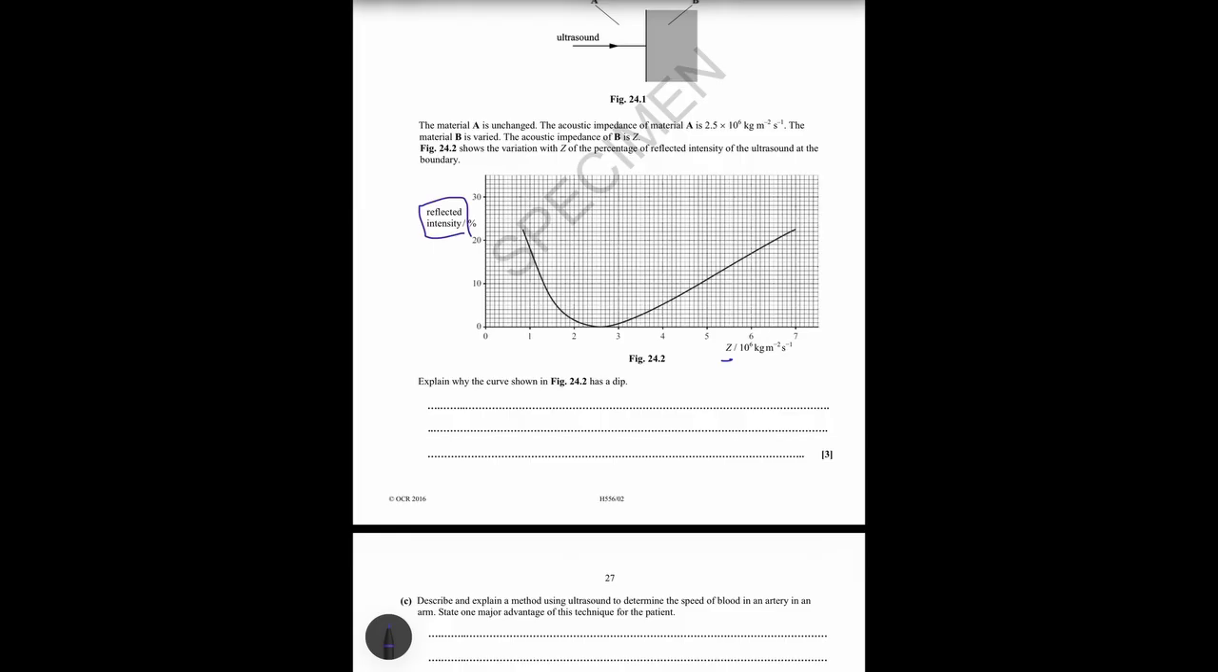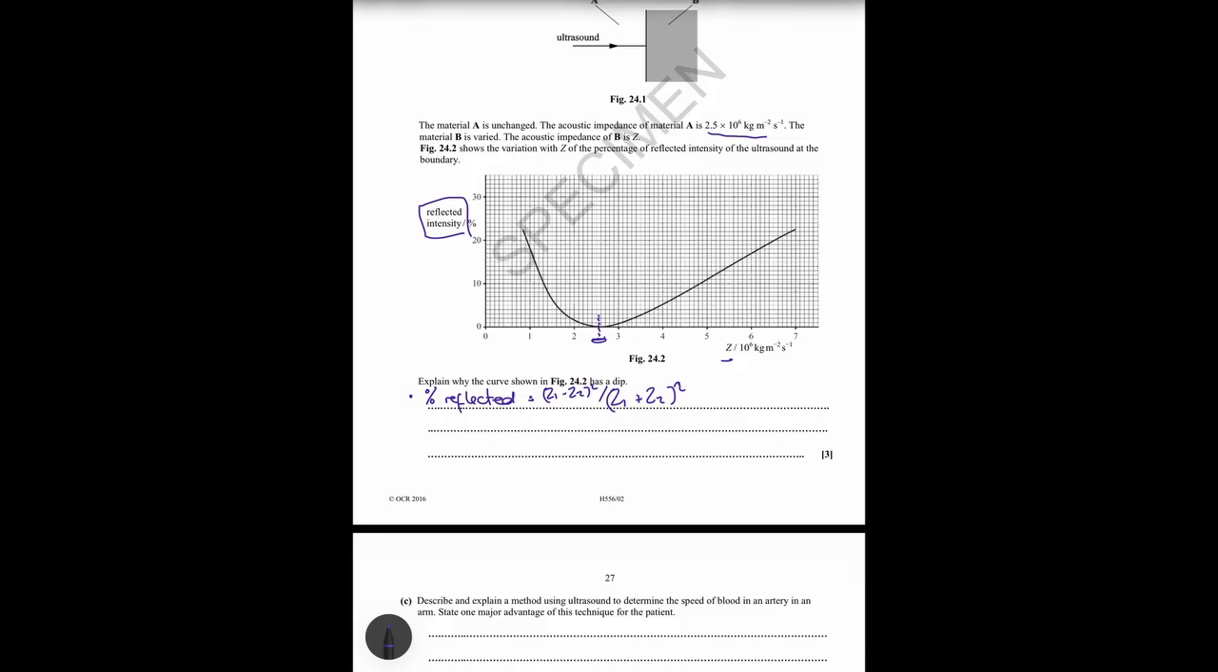And yes, there is, because I know that the percentage reflected is going to be equal to (Z1 minus Z2) squared divided by (Z1 plus Z2) squared. Now that I've done that, is there something I can say about why it has a dip? What's the significant point on there? The point where it's 0 I can see is 2.5 times 10 to the 6, and they've also given me this 2.5 times 10 to the 6. So I've got the equation to give myself a clue, I've got the significant number to give myself a clue, and I think probably from here I can figure it out, because what's significant about the fact that this is where the dip is at 0?